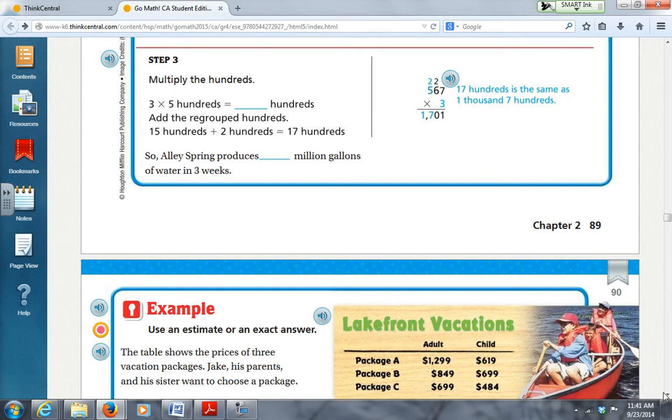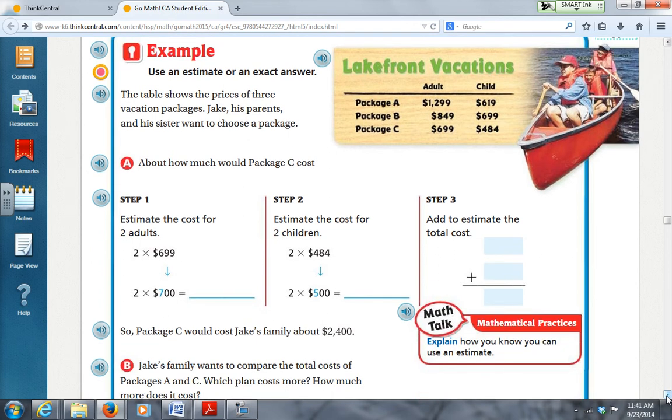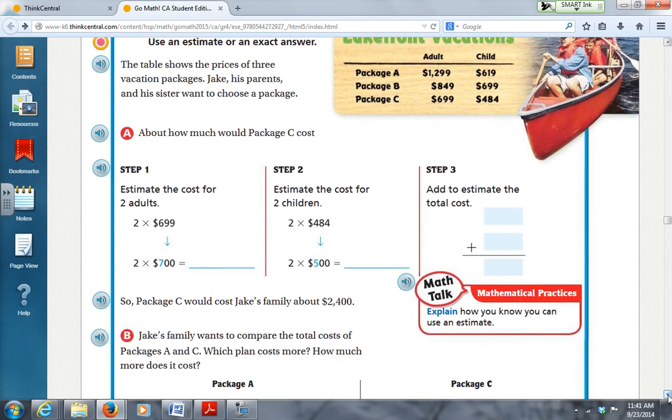All right, let's go to the next example. Okay, so the table up on the right hand shows the prices of 3 vacation packages. Jake, his parents, and his sister want to choose a package. How much would package C cost? Okay, so how many people are we figuring, Malia? No, how many people are we considering? Oh, 2. 2 people? Do you guys agree or disagree?